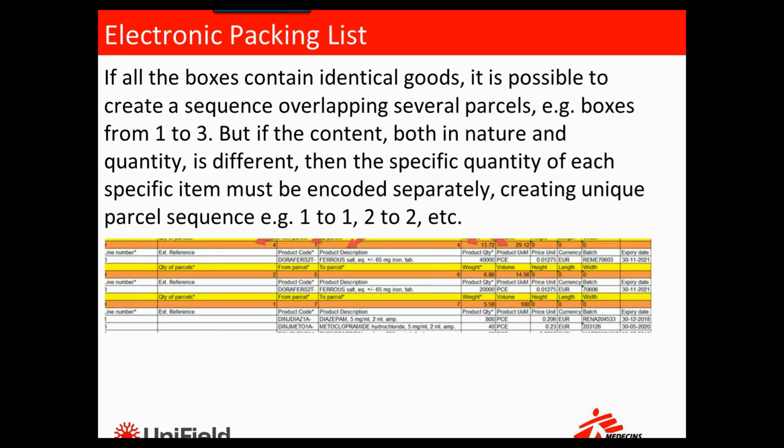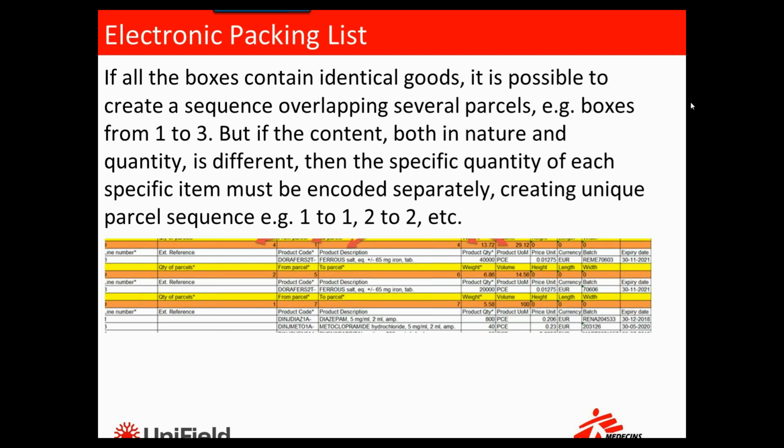If all the boxes contain the same items, it's possible to create a sequence, meaning that you can go from like box 1 to 3 over several parcels. But if the content is different, both in nature and quantity, then you have to put the specific item. You have to put the specific quantity of each item. You have to encode separately. You have to create a unique parcel sequence.